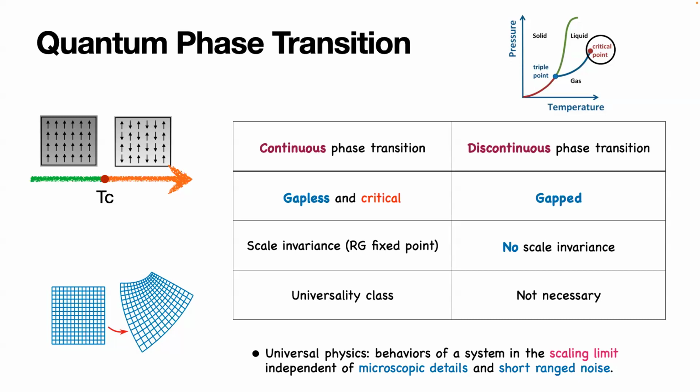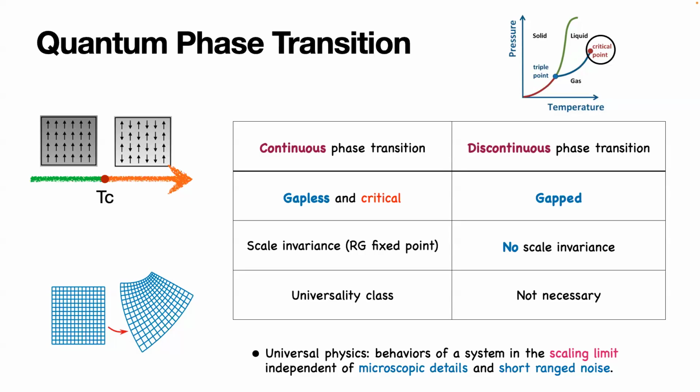So the latter one usually describes a gapped system at the transition point. And usually there is not too much interesting emergent phenomenon at the transition point. But differently, for continuous phase transition, the system is gapless and critical. And the system can have emergent scale invariance, and sometimes it can have emergent conformal invariance. So a very large symmetry group can appear at the critical point. And those symmetries require the system to behave in a certain way.